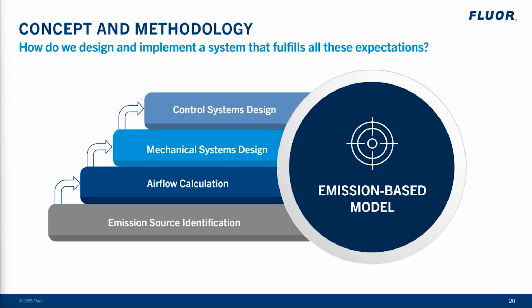How does it work? First, we identify the sources of contaminant emissions. Next, we calculate the airflow required to remove them. The following step is to design a mechanical ventilation system capable of adapting to changing conditions and emission sources during the room's operation. Finally, we design and implement an intelligent control system that manages the entire process, ensuring the system is both energy efficient and safe.